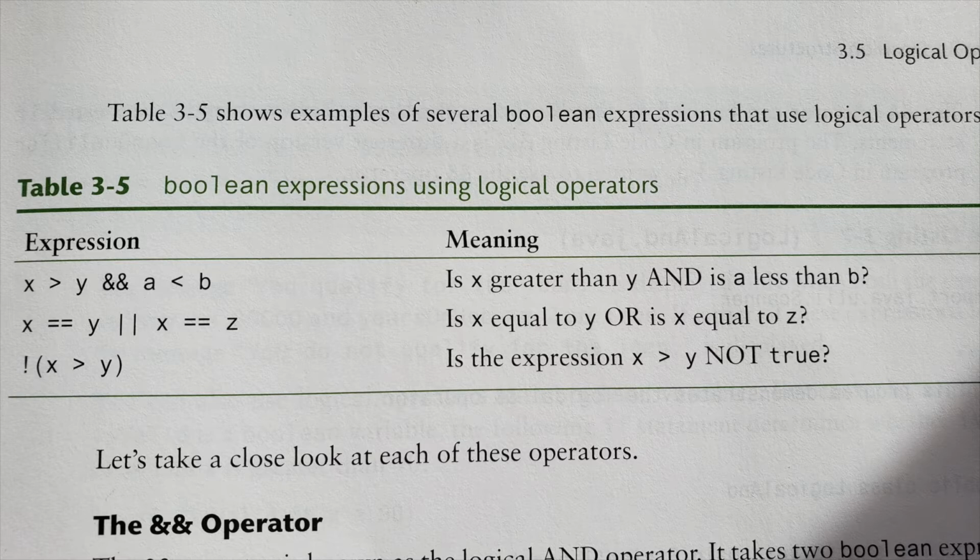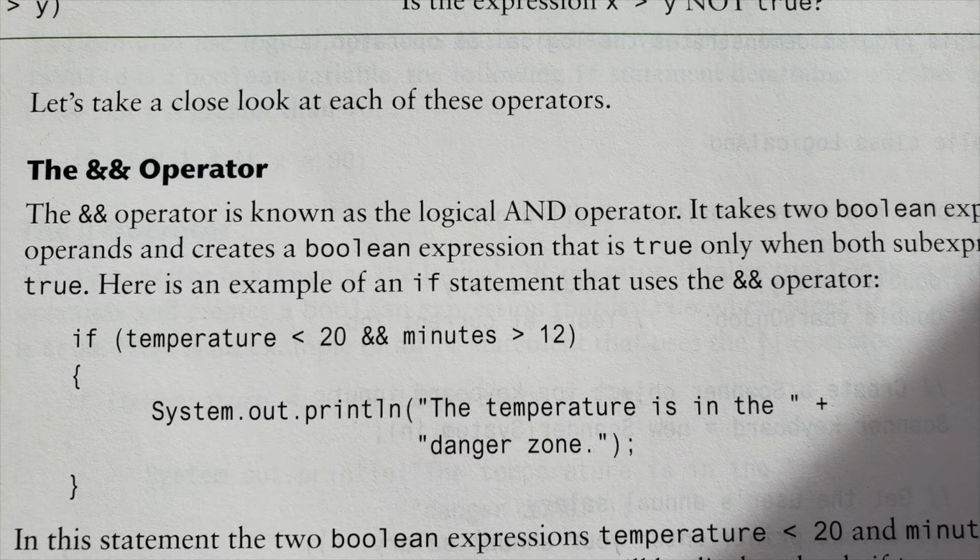So here's how we would spell them out. First one, x greater than y, and at the same time a is less than b. Second one, if x is equal to y or x is equal to z. And finally, if we want to check if x is not greater than y, we would put the exclamation point in front of the condition, not in front of the symbol.